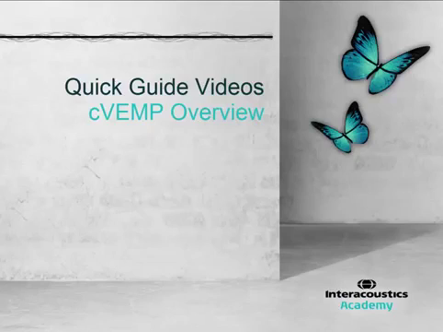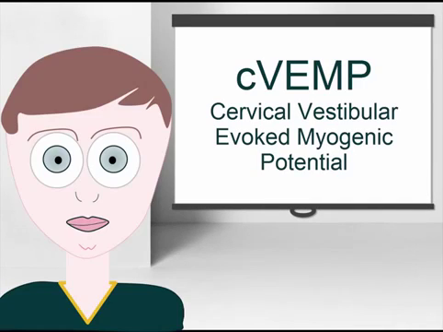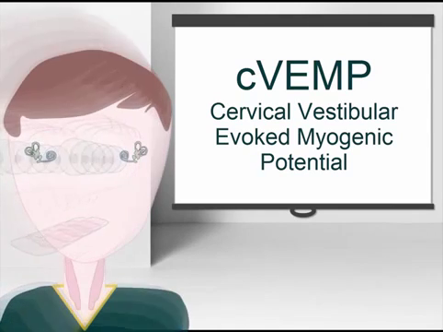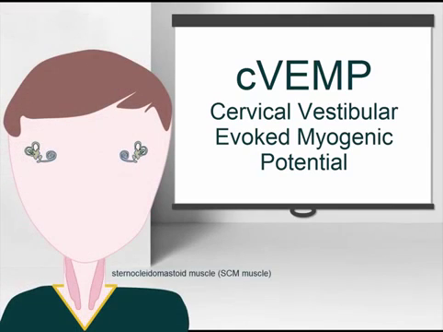This quick guide video provides an overview of cVEMP testing. It is supported by 4 further quick guide videos which cover cVEMP testing in more detail. The term cVEMP stands for cervical vestibular evoked myogenic potential. It is an evoked potential measured from the sternocleidomastoid muscle and is used clinically to assess the vestibular system.